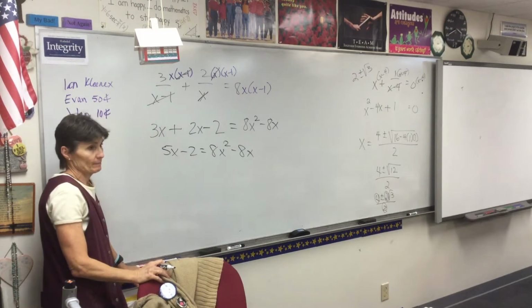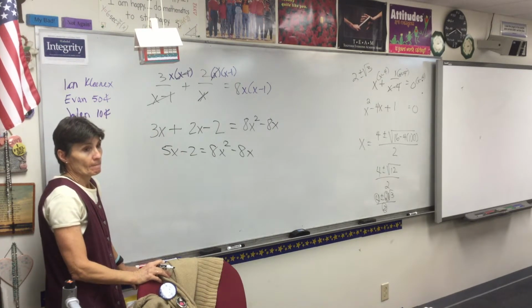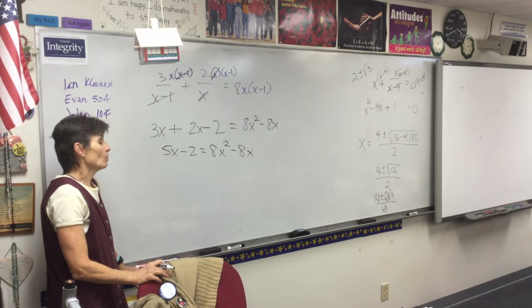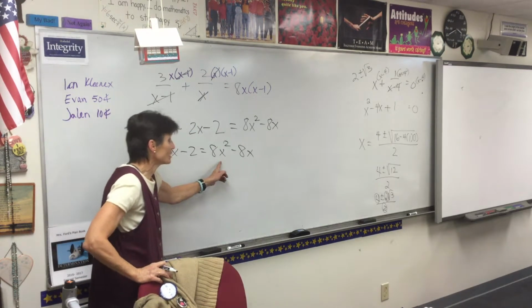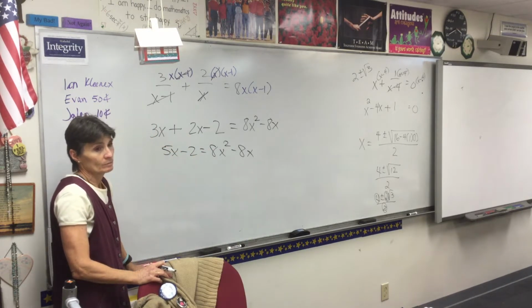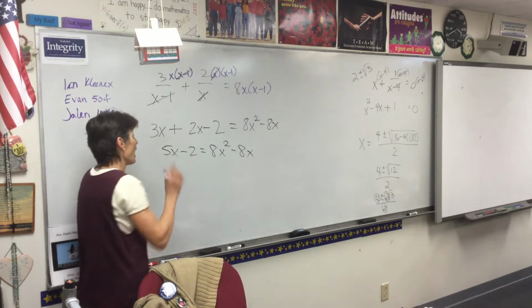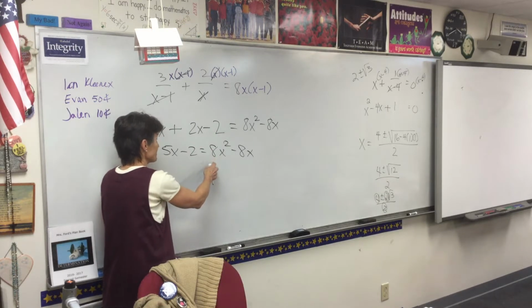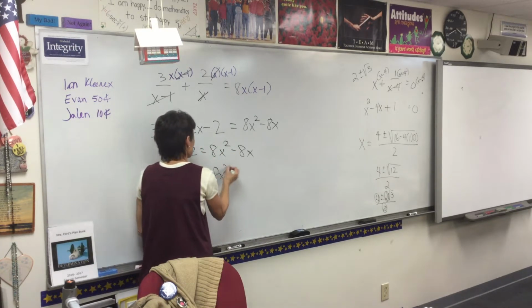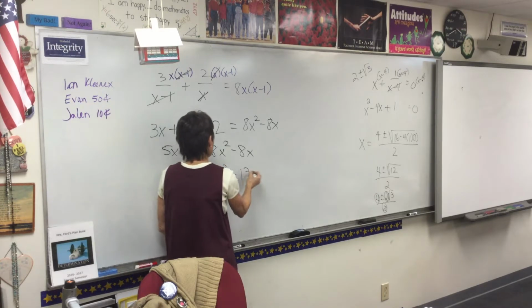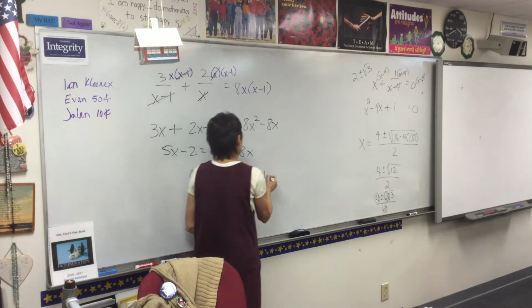What do you want to do with that? Put it all on one side. I love that. Kids, a quadratic equation, if you got a squared in your equation, you got to have it set equal to 0. Get it set equal to 0. I have this thing about negatives here, so I'm not going to move this way. I'm going to go that way. So 0 equals 8x squared minus 13x plus 2.